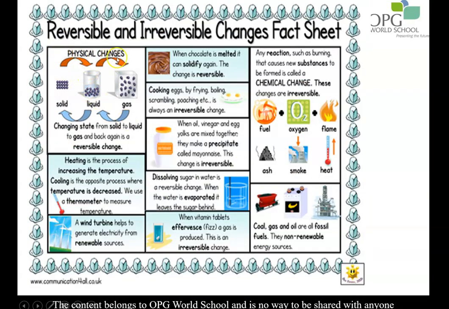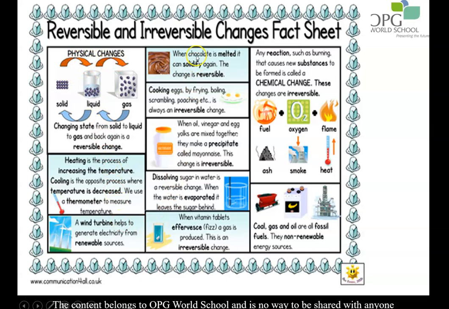So all the physical changes of state from solid to liquid to gas or from gas to liquid to solid are reversible changes. So please remember, change of state is always a temporary change. It is reversible. Heating is increasing the temperature and cooling means temperature is decreased. So just by doing increasing and decreasing of temperature, we are doing physical or reversible changes.